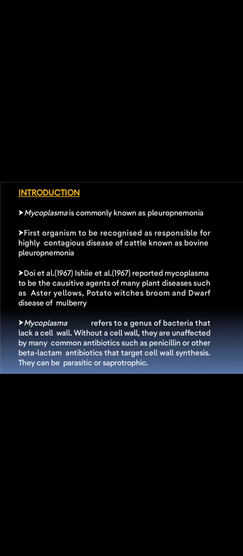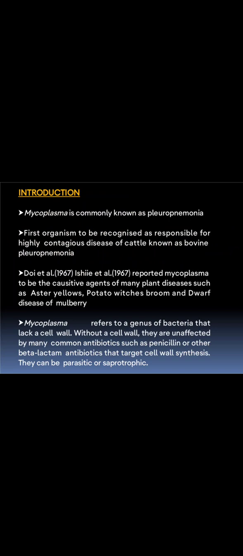This mycoplasma is known as pleuropneumonia, and this is the first organism that has been recognized, and it's responsible for a highly contagious disease of cattle, that is bovine pleuropneumonia. So in 1967, Doi et al. as well as Ishii et al. have reported that these mycoplasma are a causative agent of many plant diseases like aster yellows, potato witches' broom and dwarf disease of mulberry.